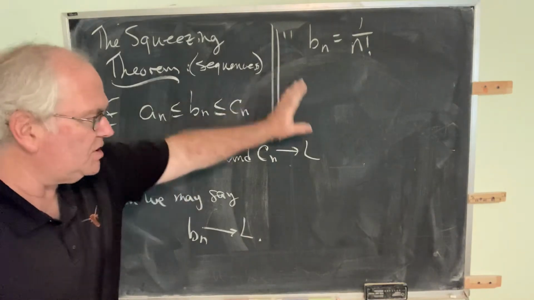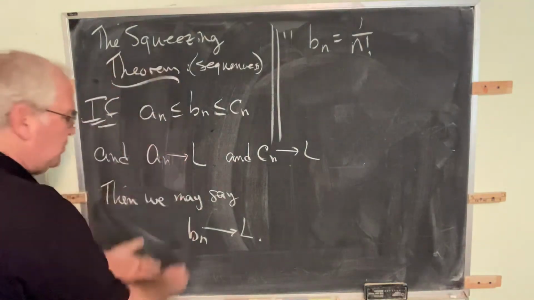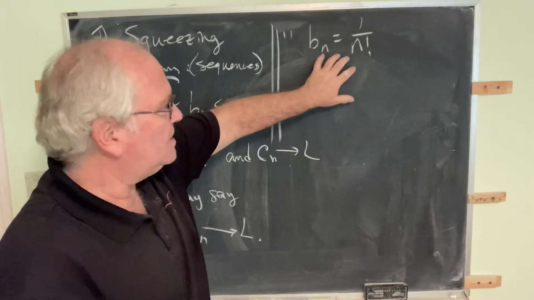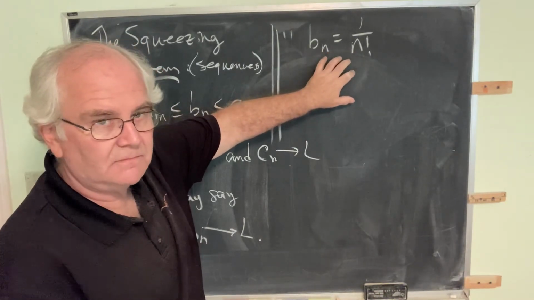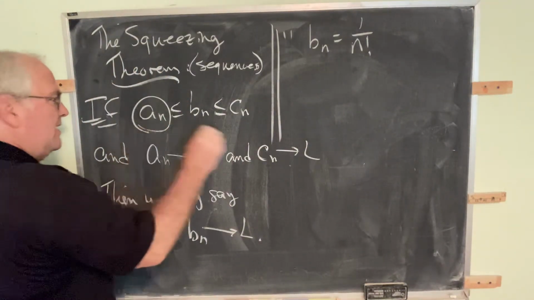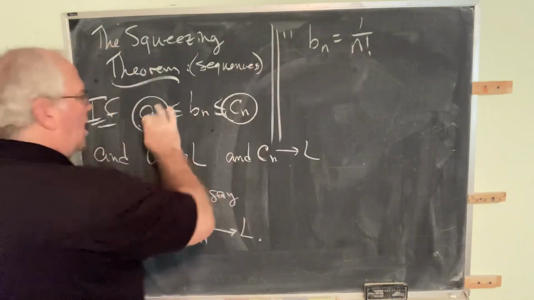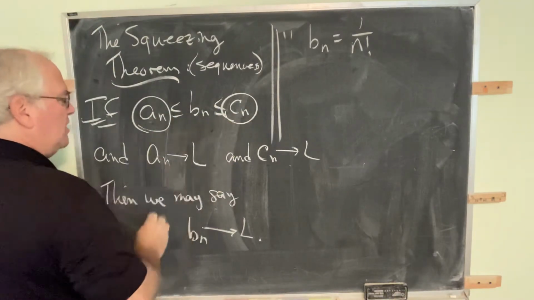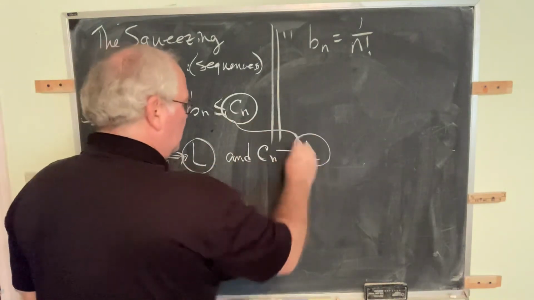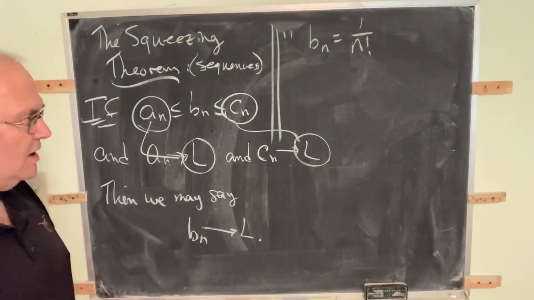But I'm going to show you some logic here, and you should be able to follow me. I'm going to use this rule, this theorem, to show that this sequence actually goes to 0. Here's what I'm going to do. I'm going to create sequence an and sequence Cn. I'm going to establish that this is always between the two. I'm going to show that an, in this case, goes to 0, and Cn goes to 0. And as soon as you do that, the squeezing theorem guarantees that the middle must also go to 0. Here's how that works.